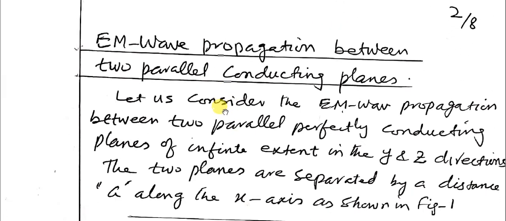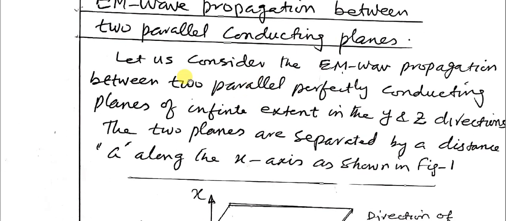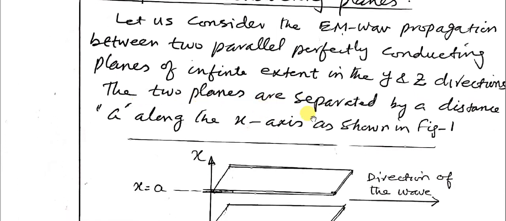Now let us take the first case of the waveguide, the electromagnetic wave propagation between two parallel conducting planes. Let us consider the electromagnetic wave propagation between two parallel perfectly conducting planes of infinite extent in the y and z directions. The two planes are separated by a distance a along the x-axis as shown in the figure.